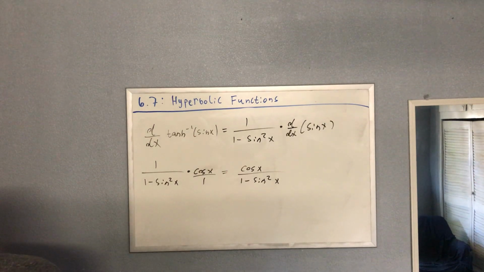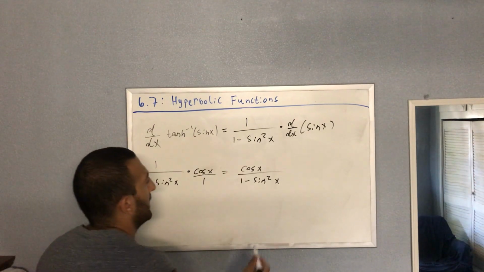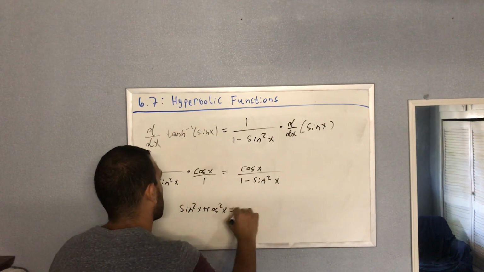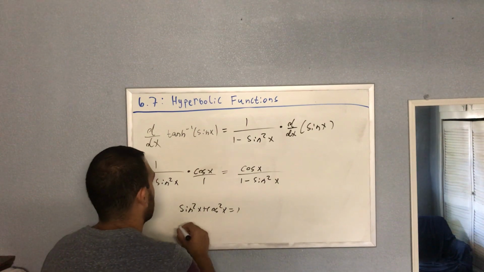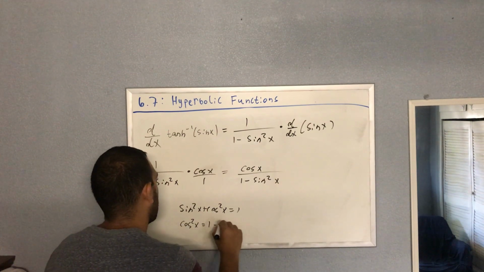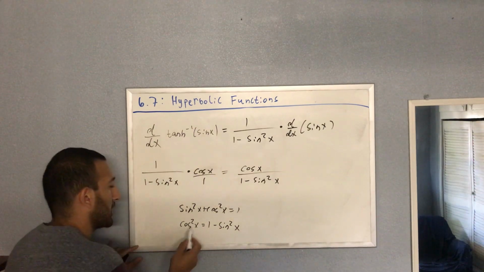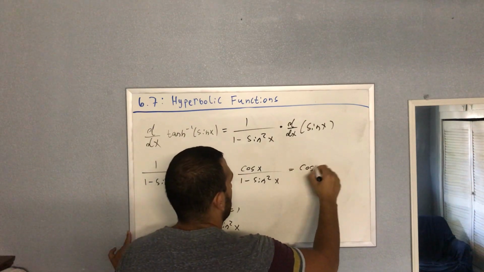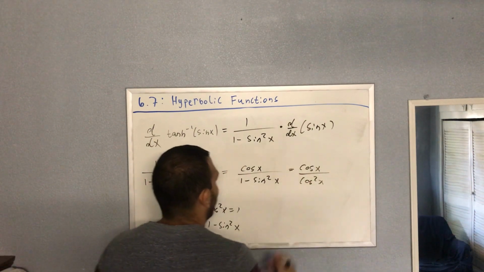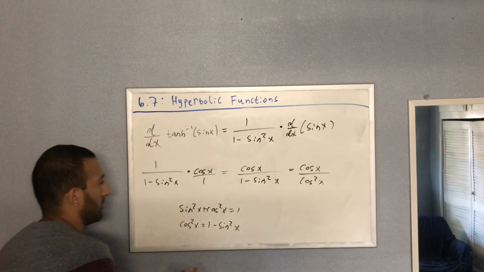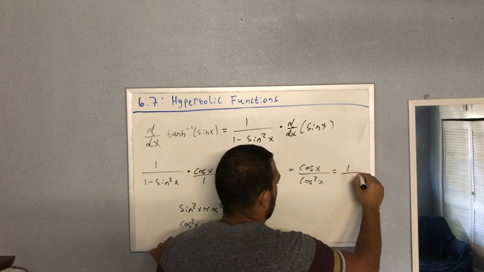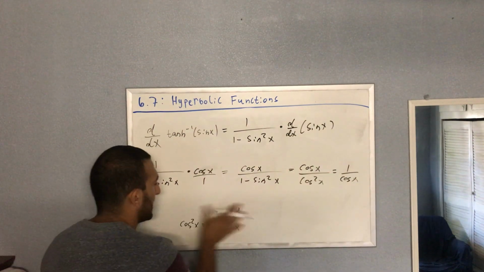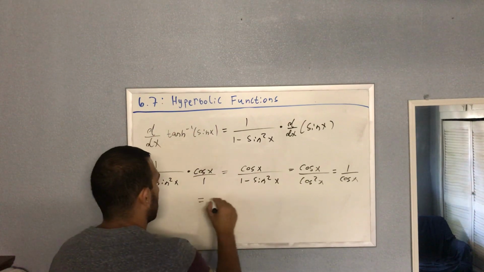And then I'm wondering if we can simplify it more. Okay, so if you remember, since sine squared plus cosine squared equals 1, if you subtract sine squared from both sides, you get that cosine squared is actually 1 minus sine squared. So this is cosine x over cosine squared. And if you don't remember this, that's fine. I don't want to get too into the trig stuff. But you'll lose 1 cosine here and keep 1 there. And then 1 over cosine is secant x.